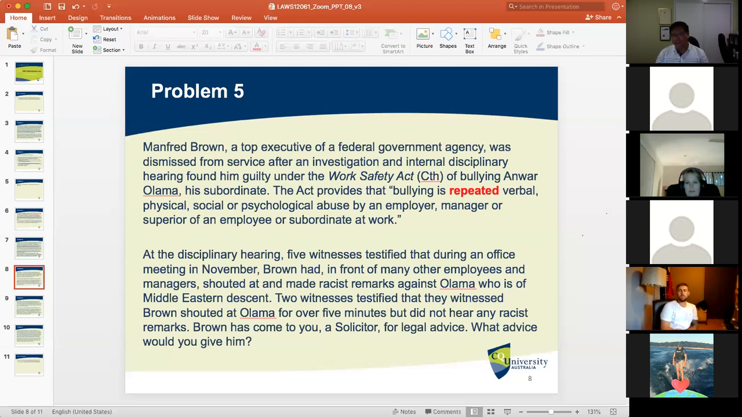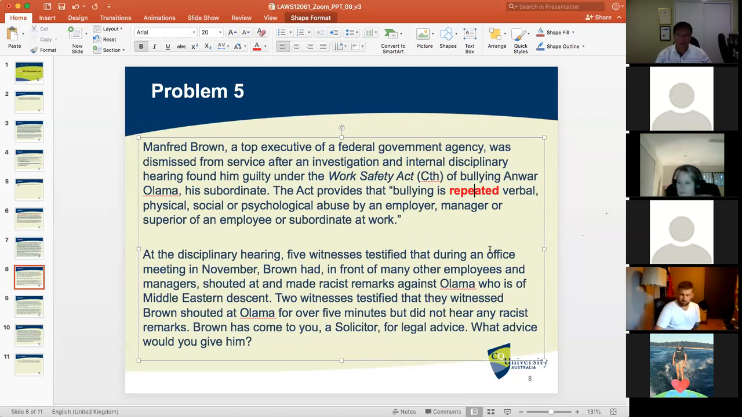There's actually a reason. Thank you for that, Michael. There was actually a reason why I highlighted the word repeated. Okay, it's in the facts. Because the answer is actually yes, there is a ground for judicial review. Why is that?